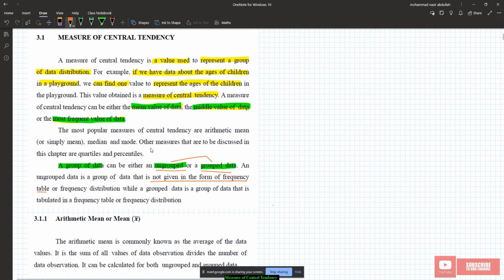Right? So I believe last chapter you already learned the terms that we use in a frequency table, right? Such as lower class limit, upper class limit, lower class boundary, upper class boundary. We have class size. We have a midpoint, right? And then we have frequency, relative frequency, and cumulative frequency, right?